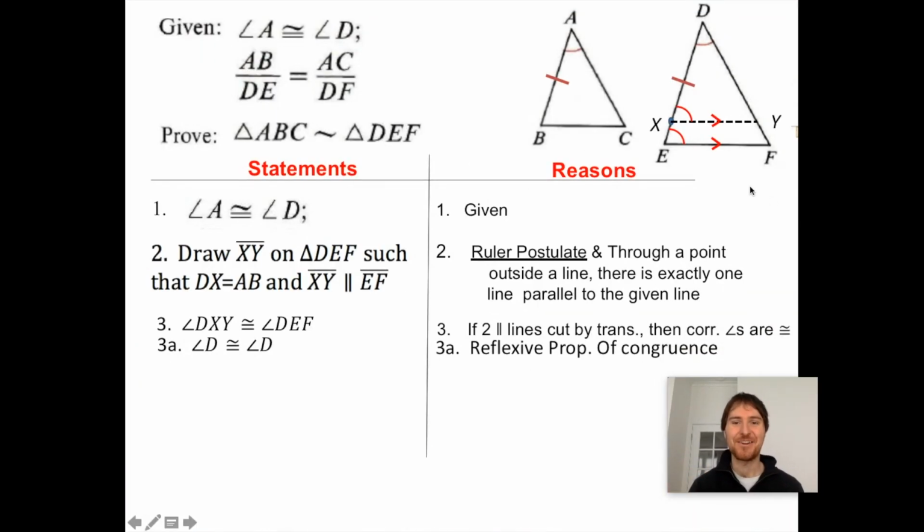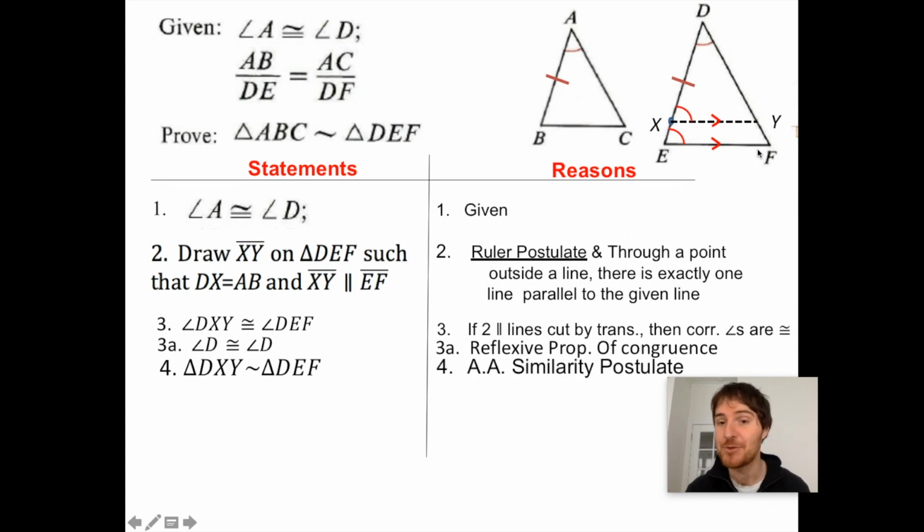I missed this step here because I wanted to prove, again, DXY similar to DEF. I just proved those two angles congruent to one another. But hey, I wanted to point this out here too. I never said that that angle was congruent to itself. I needed to do that because my next step of the proof is saying that triangle DXY is similar to triangle DEF. Reason? Well, the only shortcut we have so far is the AA similarity postulate. Remember, we're trying to prove the SAS similarity theorem, okay?